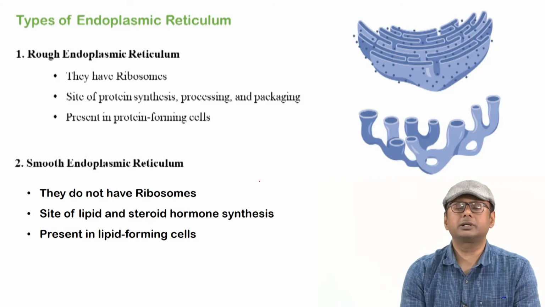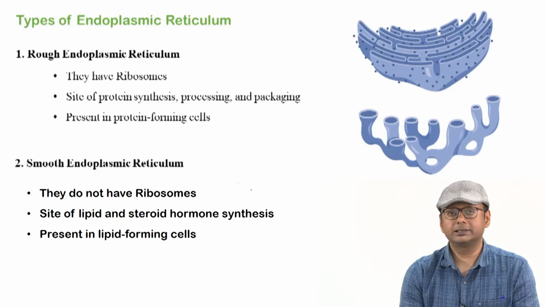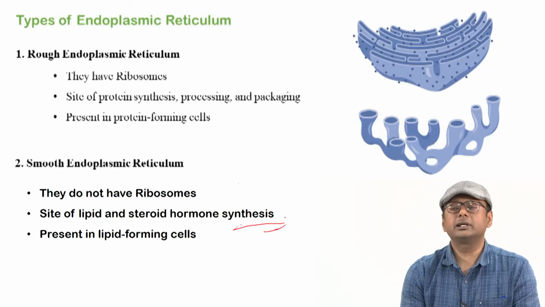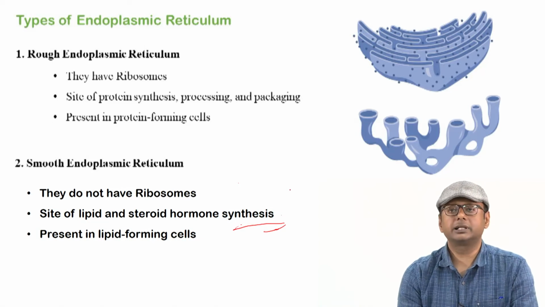But contrary to that, in the smooth endoplasmic reticulum, there is no ribosome present, so they cannot produce any protein synthesis. But what can they do? They can synthesize various lipids and steroid hormone. So, they also have a very important role to play for cells, because steroid hormone has different types of functions, we will discuss later.